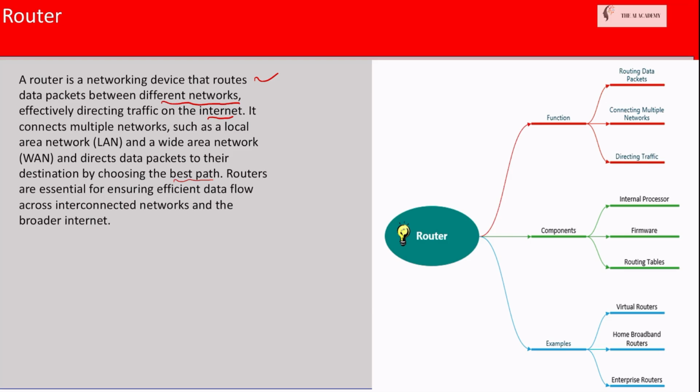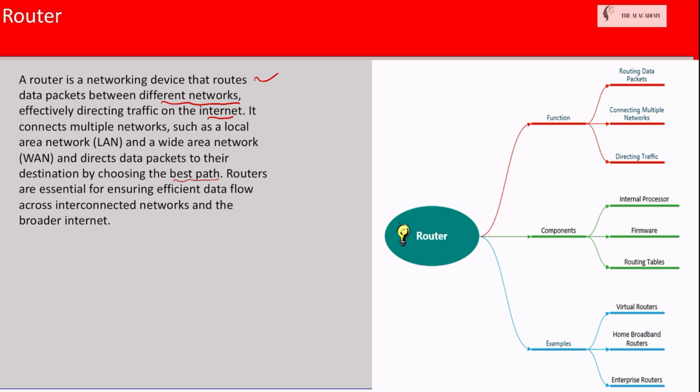Router. The router is a networking device that routes data packets between different networks, effectively directing traffic on the Internet. It connects multiple networks, such as a local area network and a wide area network, and directs data packets to their destination by choosing the best path. Routers are essential for ensuring efficient data flow across interconnected networks and the broader Internet.